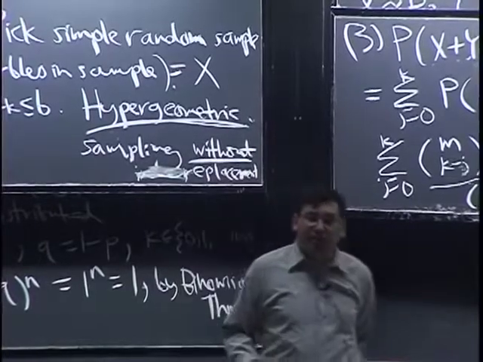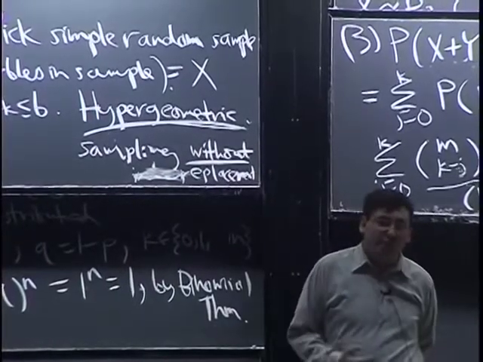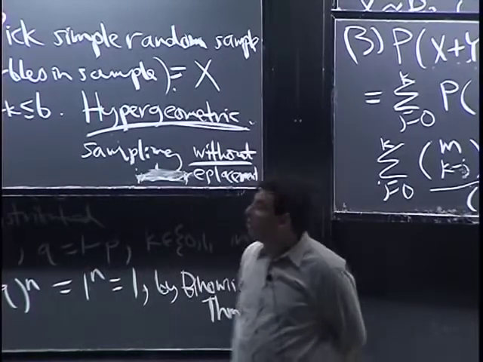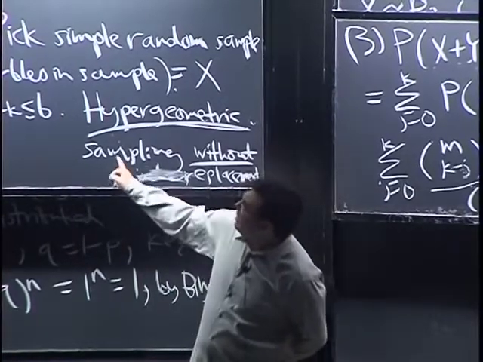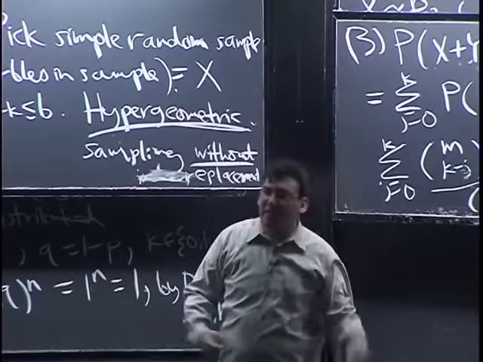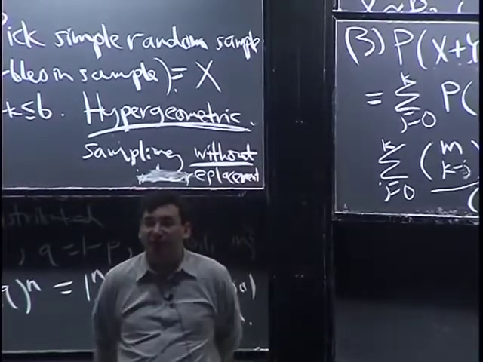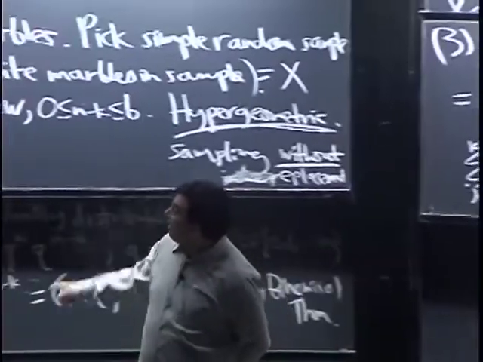And already from that, we have an intuitive connection between the hypergeometric and the binomial, which is that, as I said, if you put the marble back each time, pick one, put it back, pick one, put it back, that'll be a binomial for the distribution of the number of white marbles.